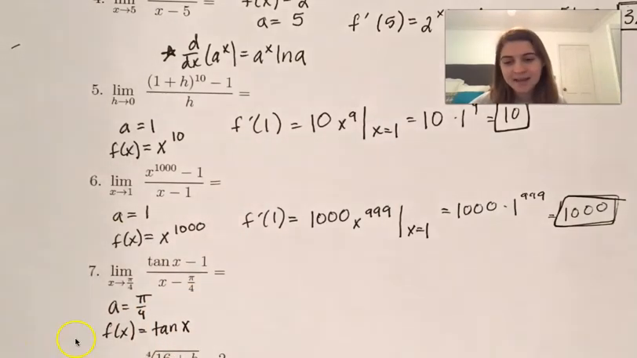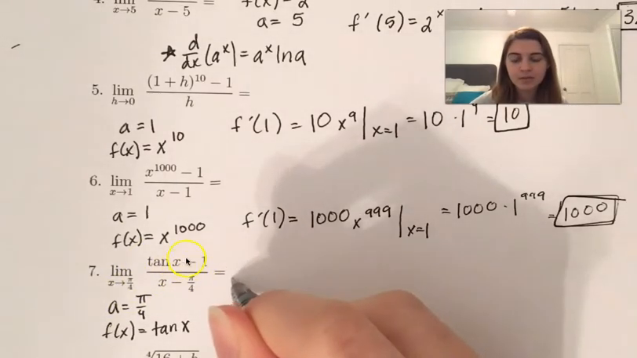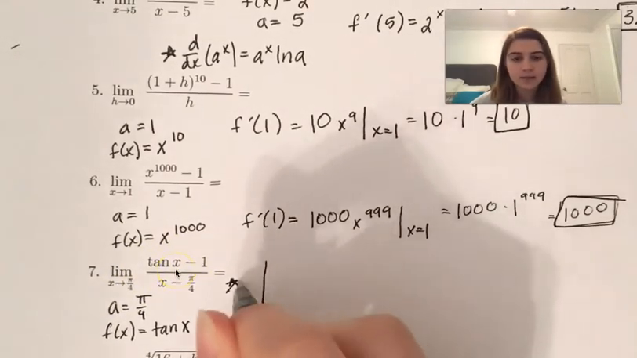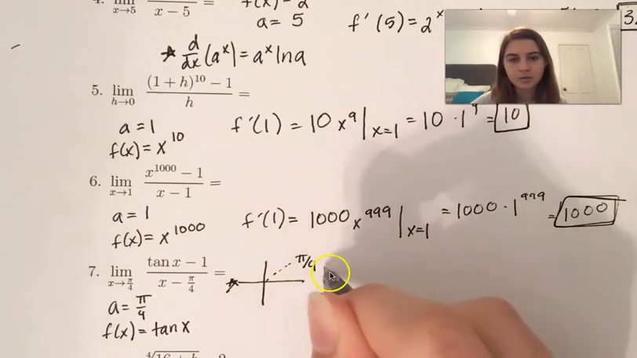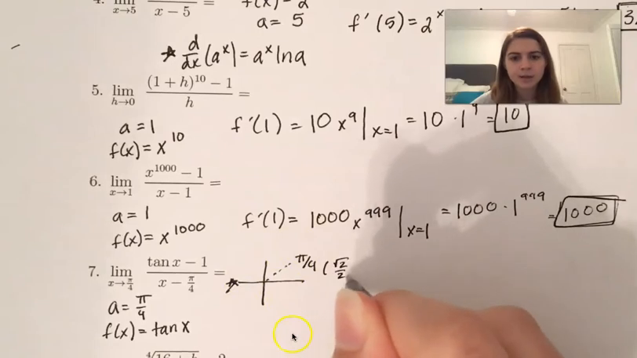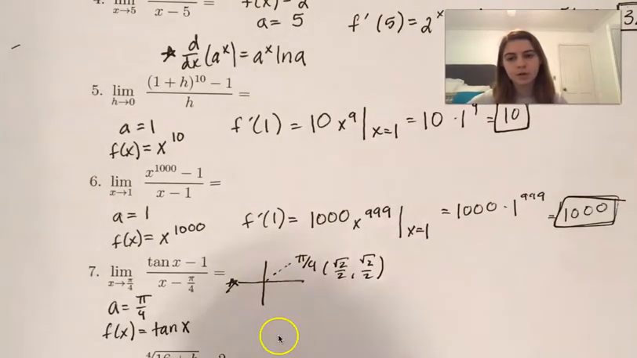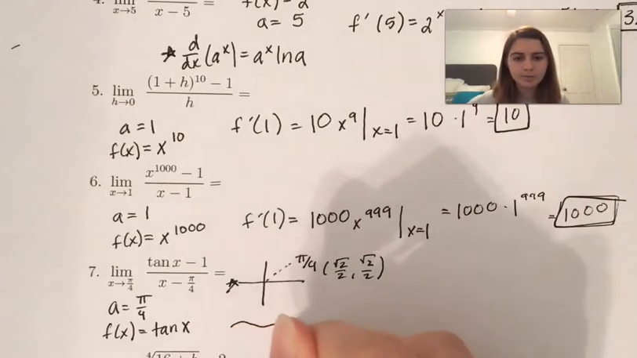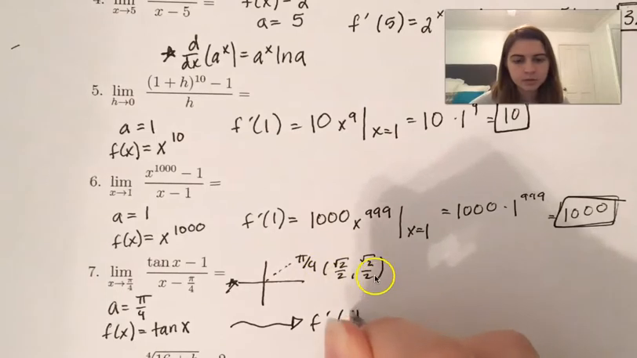So our a is pi over 4. F of x is tan x, that's the function. Here's a little thing we want to do, if you remember your coordinate plane with your angles. Pi over 4 is there. Our point is here: root 2 over 2, root 2 over 2.